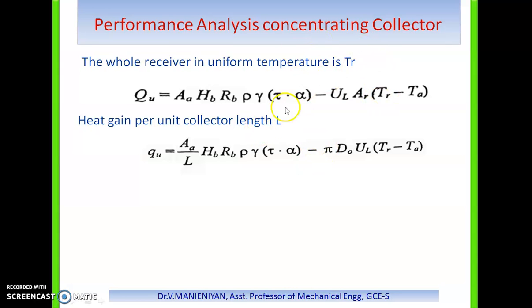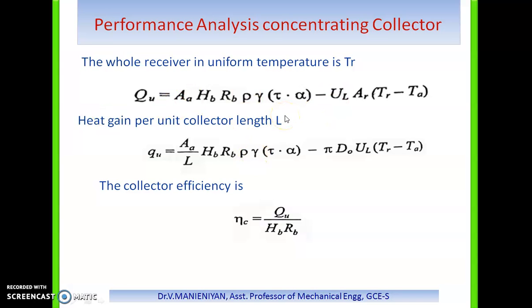Then the efficiency of the collector can be attained by substituting, and finally you get the efficiency of the collector, the ratio of QU and HBRB. In this equation the shading effect is neglected. The same analysis is followed for a covered receiver, with the effective product of transmittance and absorptance, whose value is S.